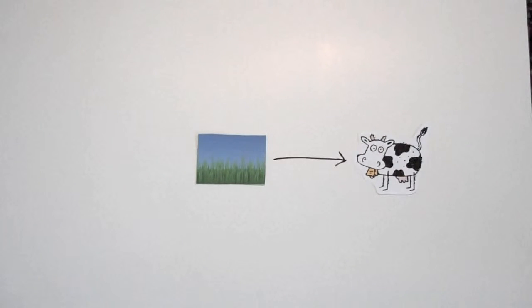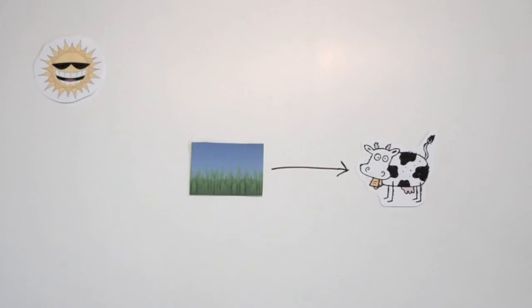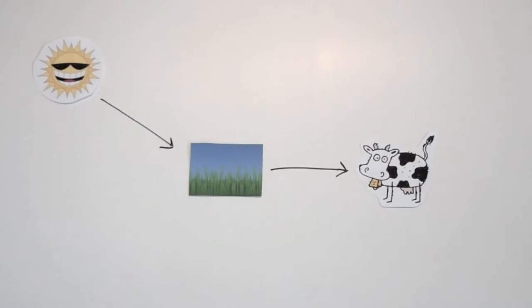The grass is also a living organism, so it needs to get its energy from somewhere also. It gets its energy from the sun. The energy travels from the sun to the grass.